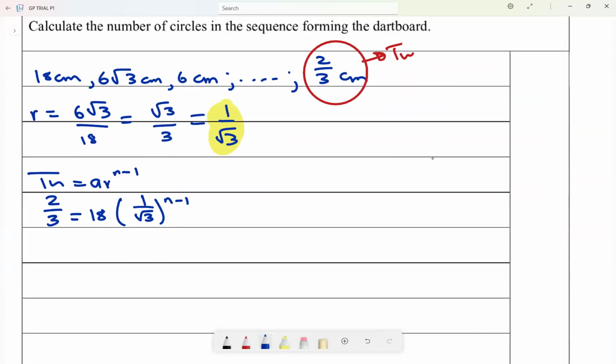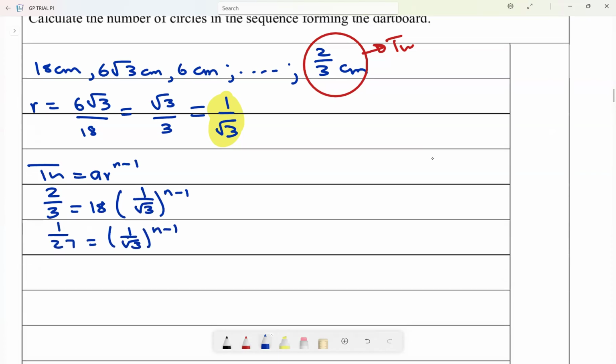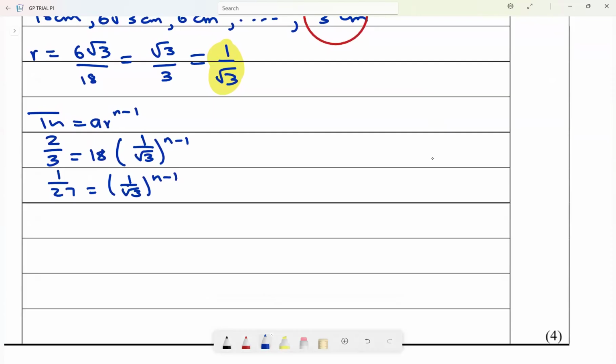To the power of n minus 1. So I'm trying to find the number of circles that I have. Or rather, the number of radii that I have. The radii that I have refer to the number of circles that I have. Then I divide 6√3 by 18, I multiply by 1 over 18. This is 9. So this is 1 divided by 27. It is equal to 1 divided by square root of 3 to the power of n minus 1. Stop being a mathematician and use now your logs. Remember, I'm trying to solve for n minus 1.